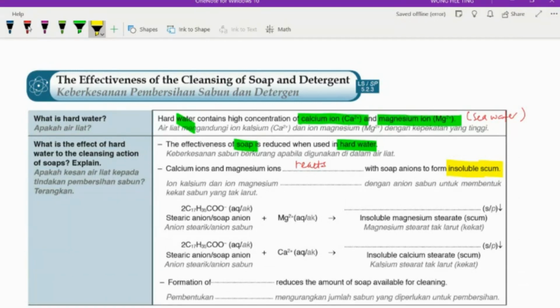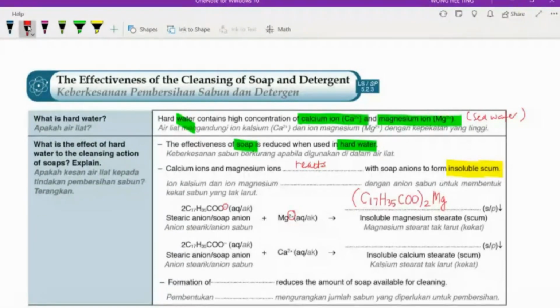Okay, so let's see this one. This is the stearate ion. When it reacts with the magnesium ion or calcium ion, it will form an insoluble salt, which is scum. So what is the formula? Very simple. Don't worry so much. We just copy C17H35COO, minus, correct. Magnesium is 2 plus. So you just interchange the charge. So this one, bracket, 2, correct. Then Mg.